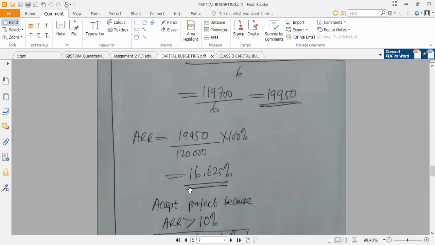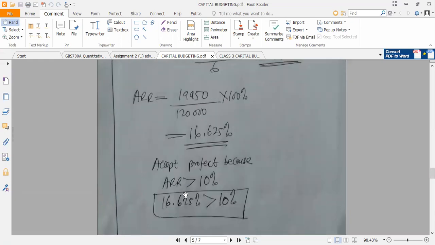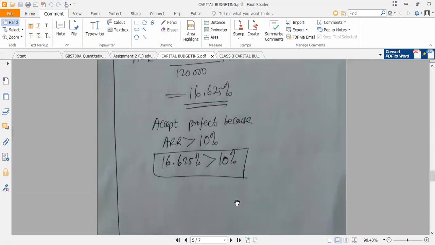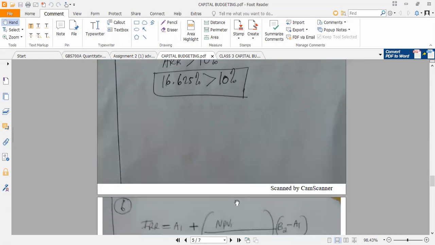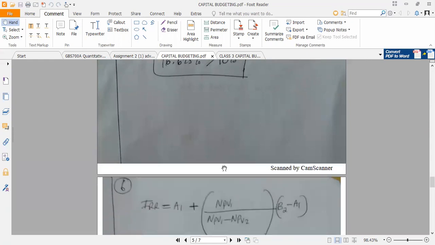So we are getting 16.625%. So here you accept the project because accounting rate of return is greater than the cost of capital of 10%. So 16.625 is greater than 10%. So accept the project. Okay.